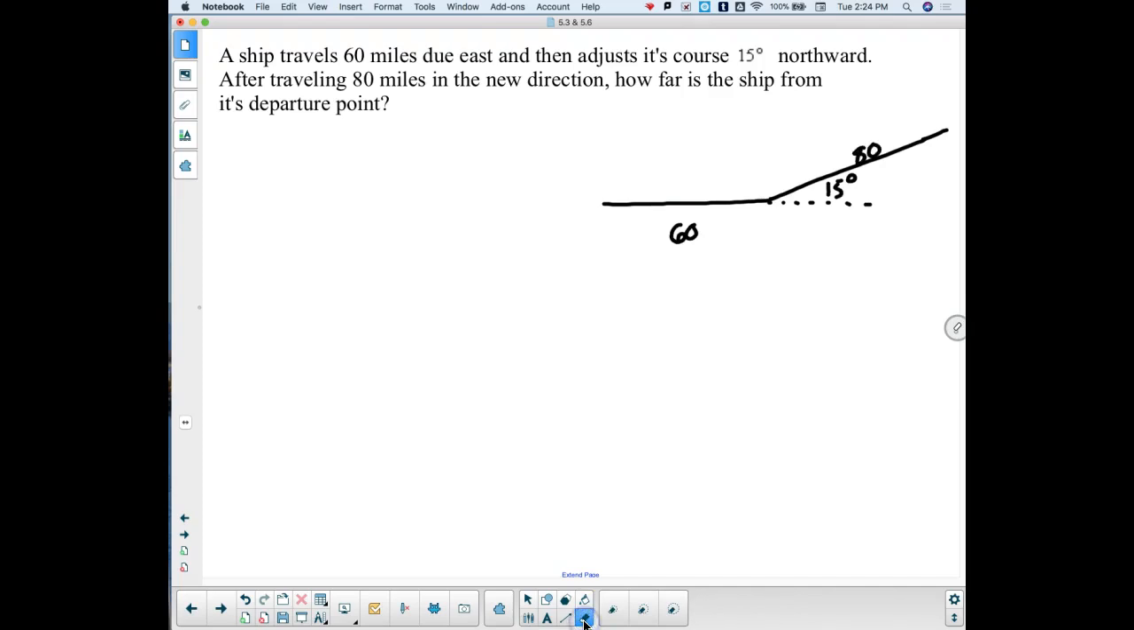So this side here is 80 miles. We are looking for how far the ship is from port, or its departure point. Do I have an angle in my triangle? What is it? If this angle here is 15, that angle inside my triangle is 165, right? Okay, find me x.